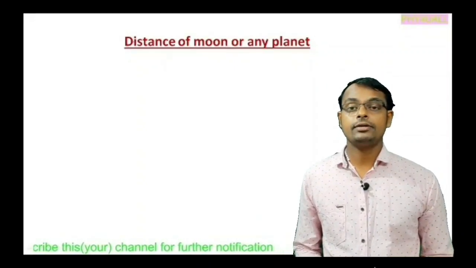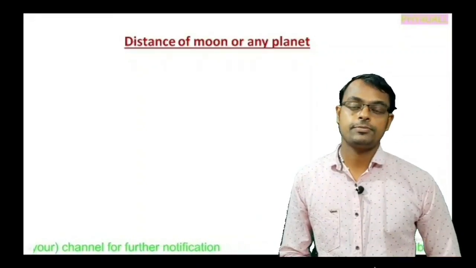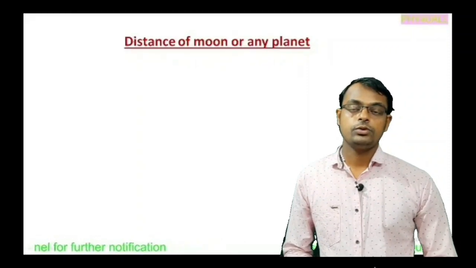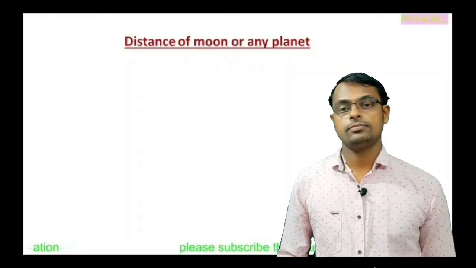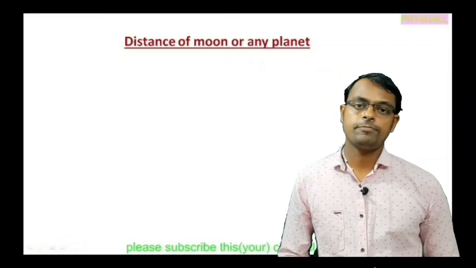Now you are going to use the parallax method to calculate or find the distance of the Moon or any planet from the Earth's surface. So you are going to use the indirect method called the parallax method. So look at the picture here.